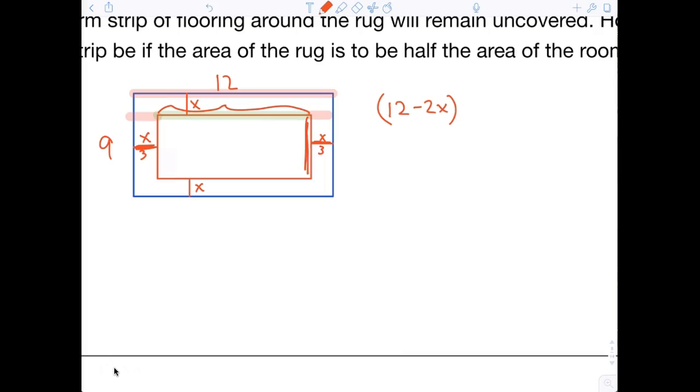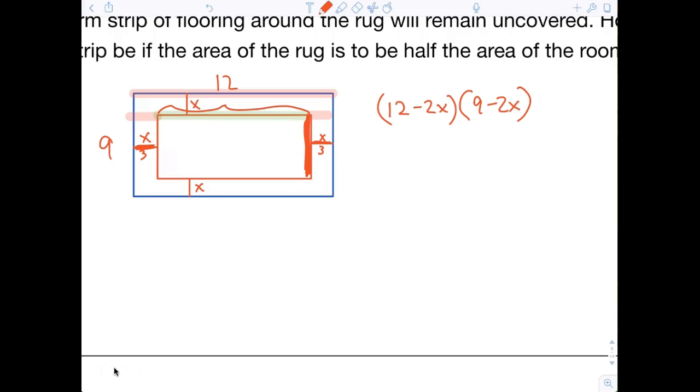What's this dimension now? Somebody tell me. What's this length from here to here? Thank you. 9 minus 2x. Thank you so much. So the dimensions of the rug are 12 minus 2x and 9 minus 2x. Is everybody good with that?